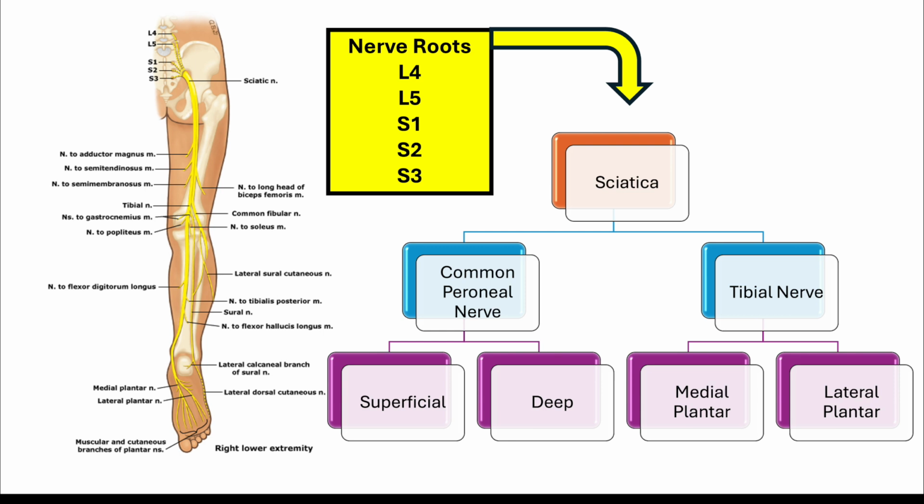The sciatic nerve splits into two main branches at the knee: the tibial nerve, which runs down the back of the leg and foot, and the common peroneal nerve, which manages the front and side of the leg. These branches are crucial for movements and sensory feedback from the lower extremities.